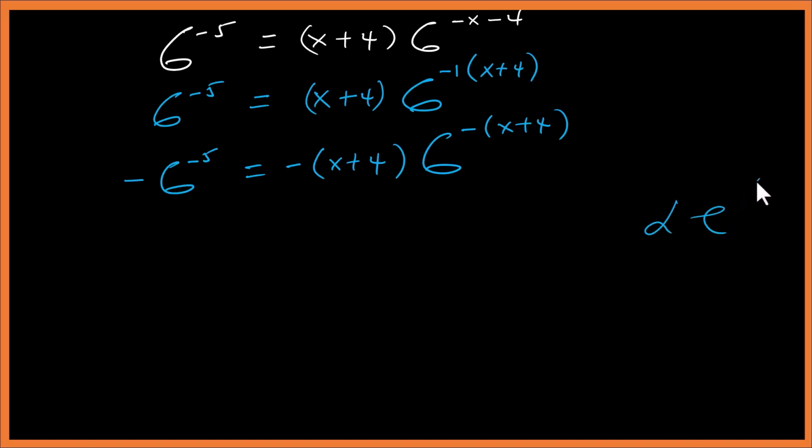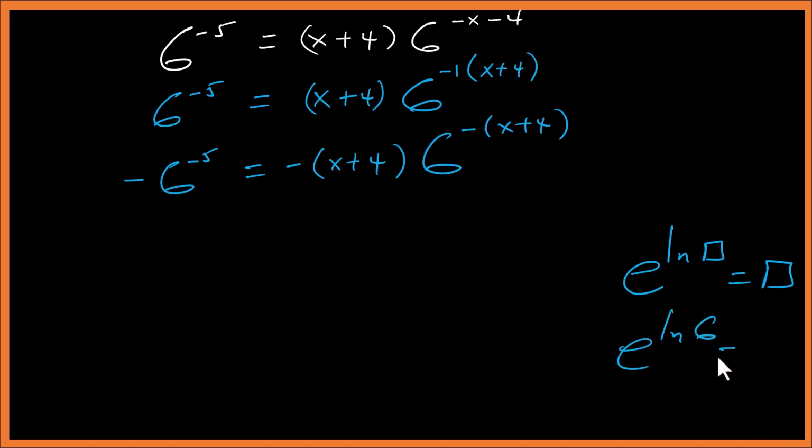Okay, so now that we have this times e raised to that, once you take the W function of this, you get alpha. Okay, now let's jump into the natural log function. Now anytime you take e raised to ln of box, the answer is box. So you can even write this 6 as e raised to ln of 6, and you still get 6.